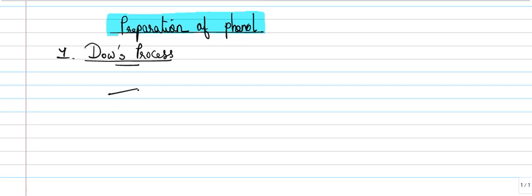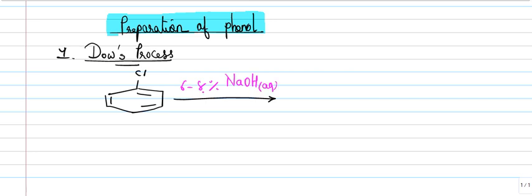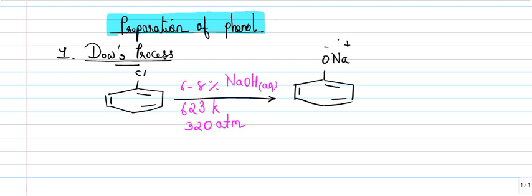The starting material is chlorobenzene, and chlorobenzene is subjected to some extreme conditions. It is treated with 6 to 8% aqueous NaOH, and the temperature needed is about 623 kelvins, and the pressure used is about 320 atm. This can also vary to about 300 atms. So that's all right, and this would give us the first product, which is a sodium phenoxide.